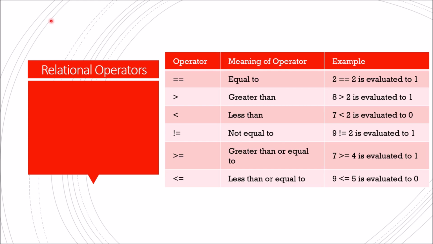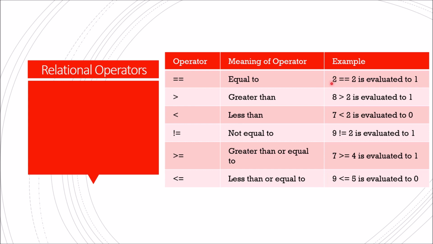Relational operators are pretty much straightforward. We have seen many times in basic math terms like equal to, greater than, less than, not equal, greater than or equal to, or less than or equal to. So we basically use these relational operators to do comparisons between two numbers or two expressions in C. So have a look at this one.